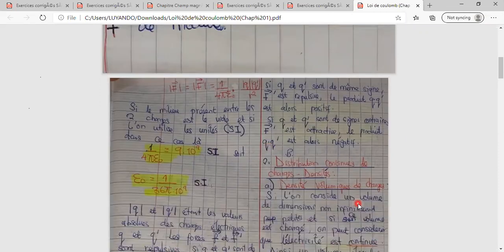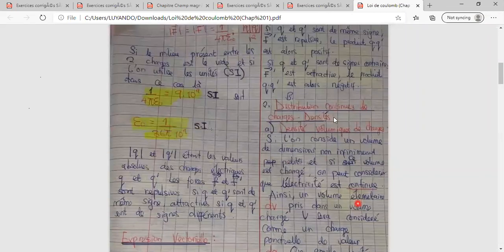So we move to the distribution continue de charge, the charge density. Most of you asked me, what is charge density? Charge density is simply the electric charge per unit length, surface area or volume. Having told you what charge density is, we can have volume charge density, linear charge density, and surface area charge density, which is what we're going to define now.